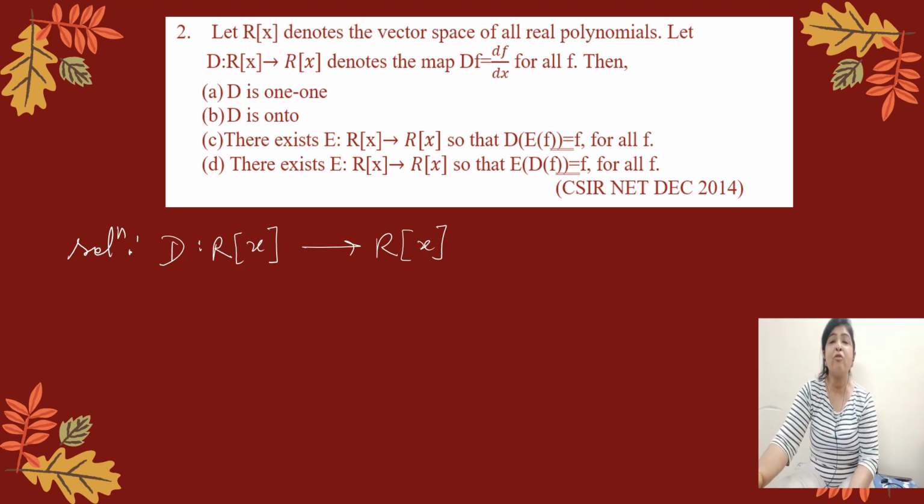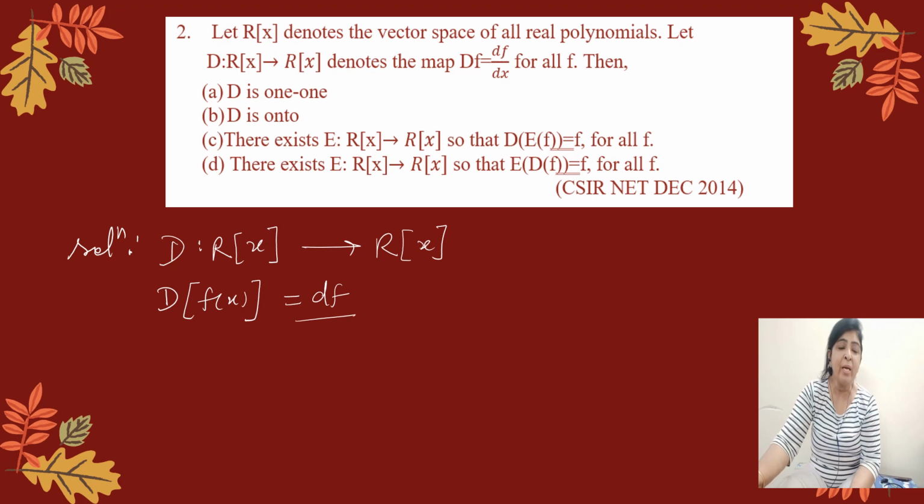The domain is the set of polynomials, and the range is also the set of polynomials, and it is given that D of f(x) is equal to df by dx. Clear? Now first of all we have to prove whether D is 1-1 or not.